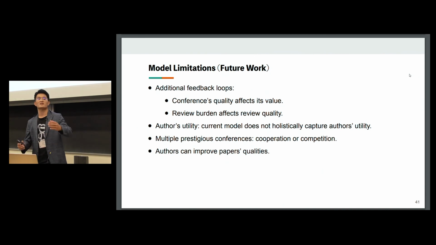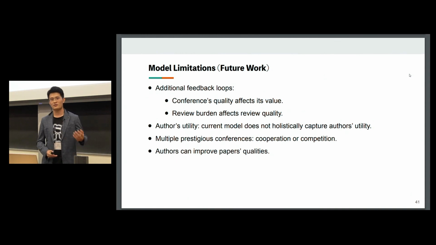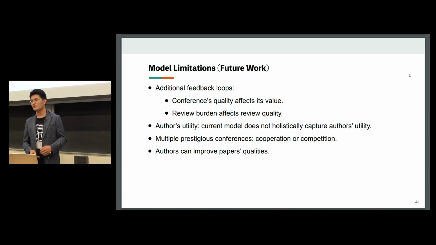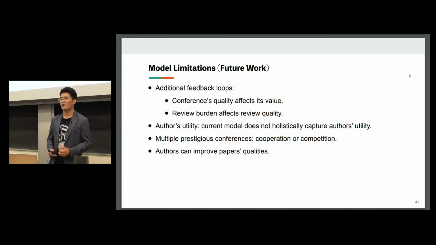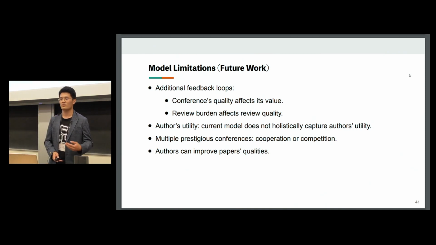For example, we can just accept every paper, which obviously maximizes the author's utility, but this will lead to a very bad reputation of the conference. Third, we only consider one single prestigious conference, but you can also consider more than one, of course, and the competition and cooperation between them can be interesting topics. Finally, the authors, of course, can improve their paper quality through time. That's not captured by our model.